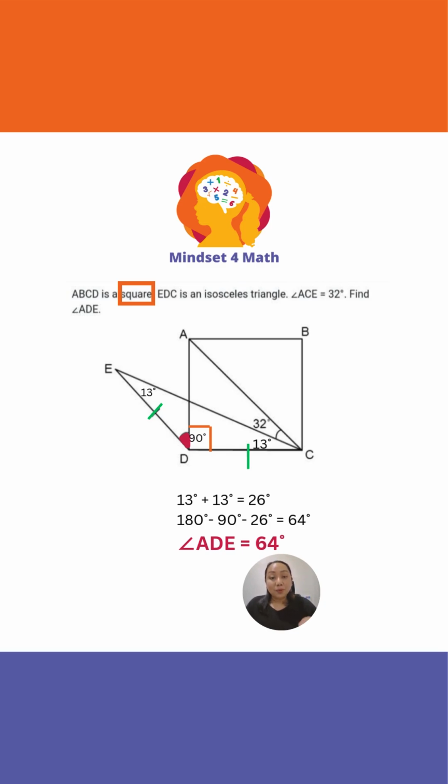So let's compute for that red part, or angle ADE. 180 degrees take away 90 and take away 26 degrees is equal to 64 degrees. Angle ADE, therefore, is equal to 64 degrees.